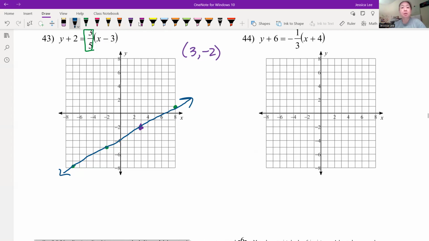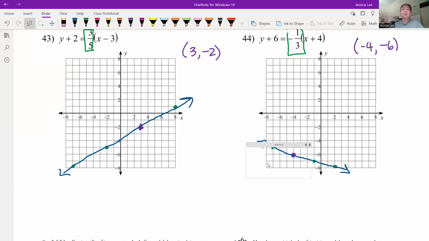All right, our point again is going to be, our x is with the x, so +4 is going to be -4 for the x. For the y, it's going to be +6, so it's -6 for the y. So it's going to be -4, -6, right there. And our slope is going to be -1/3. So from this point I'm going to go up 1 and then to the left 3 because we know that it is a decreasing slope. So down 1, and then our point. Our line is just going to be like that. Okay, we're already done with that.